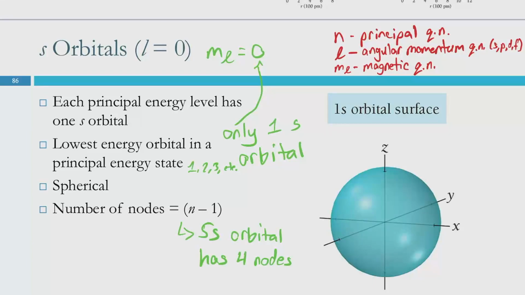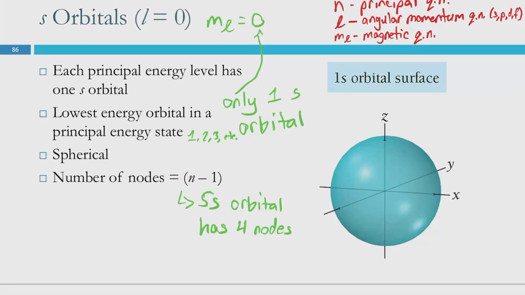And our 1s orbital is our lowest energy orbital. It's a spherical shape. And this is always where we're going to start if we're adding in electrons. It has no nodes in the 1s. If we go up in our n number, then we get those nodes, those places where we can't have electrons or they don't exist. Our probability is 0.